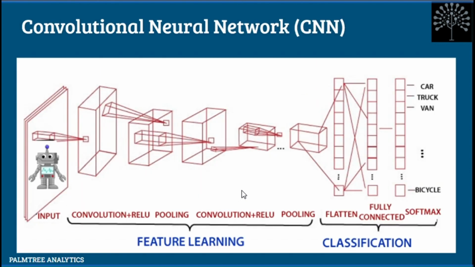Now it comes to the convolutional neural network. It is a little higher level; it also uses the artificial neural network concepts, but it is a further level. Whatever input it takes in image form goes through convolution plus ReLU, which I told you is one of the activation functions, and then comes pooling, and then again convolution plus ReLU and pooling. This is called feature learning. It will understand what data we have.